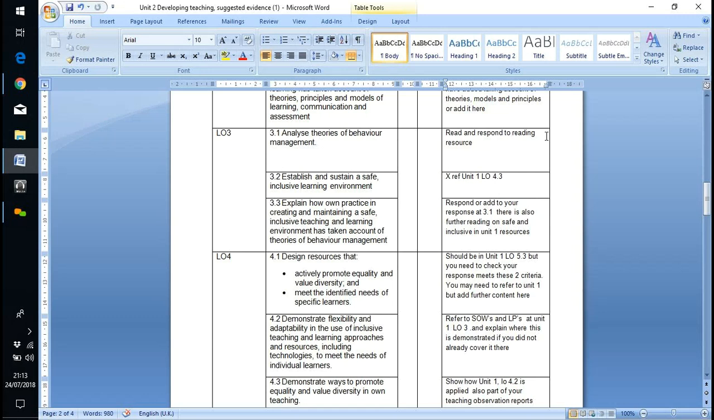There's stuff in there to read and respond to, some to give you ideas. Let's go through this. Again, 3.2 is a straight cross-reference. We've now checked that on 9. And then explaining your own practice, inclusion as taking into account theories of behaviour management. So again, response at 3.1. There's also further reading on safe and inclusive in Unit 1 resources.